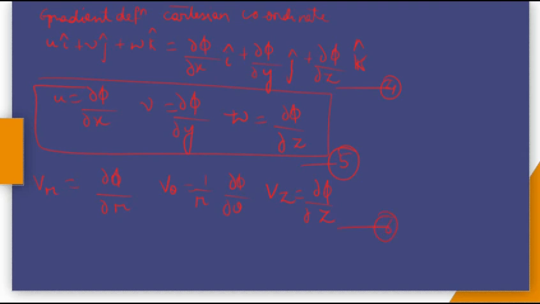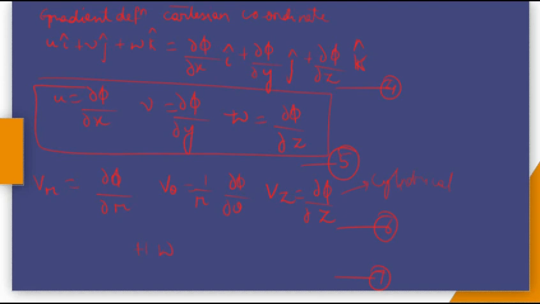Let us say this is our equation 6. And equation 7 would be in terms of the cylindrical coordinates. This I leave up to you as your homework to derive by yourself what will be the velocity terms if we are considering a cylindrical coordinate system, or a spherical coordinate system. So this is in terms of the cylindrical coordinate system.